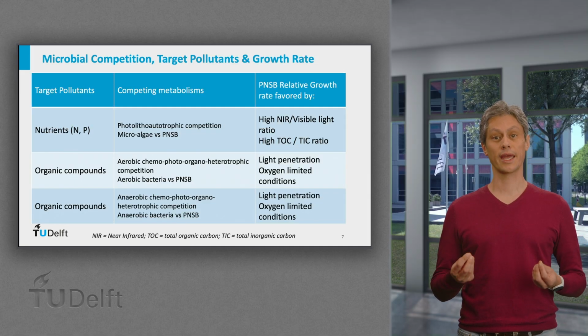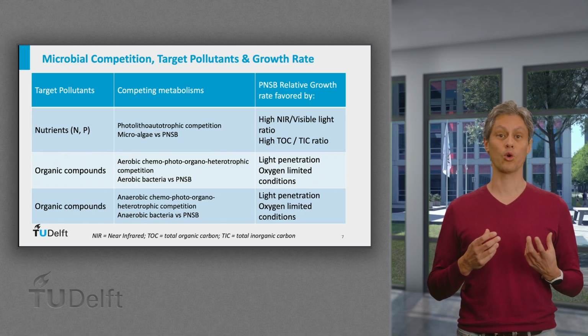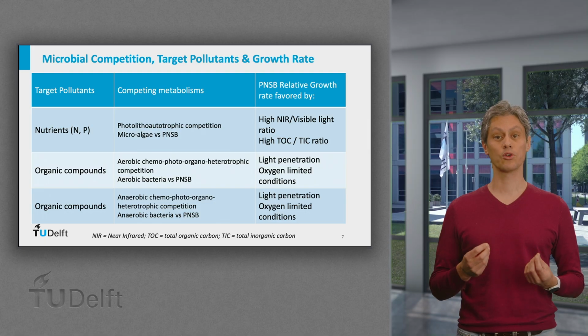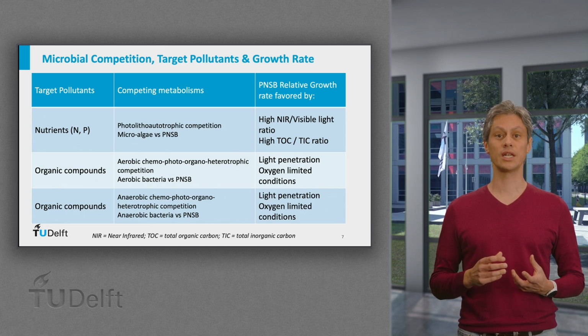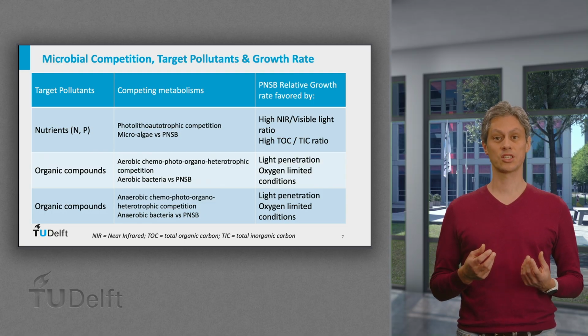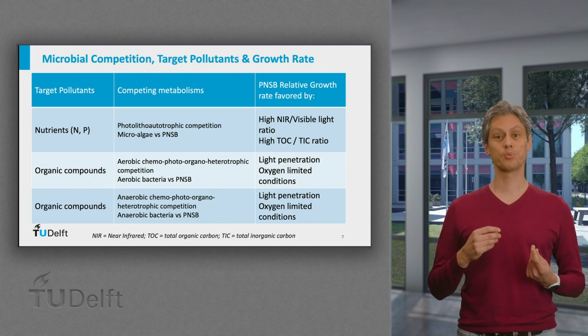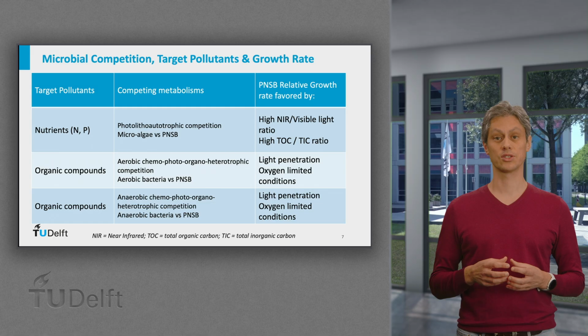When targeting organic compound removal, PNSB compete with aerobic chemoorganoheterotrophic and anaerobic chemoorganoheterotrophic bacteria. Sufficient light penetration and oxygen-limited conditions favor the relative PNSB growth rate. The limited access to oxygen inhibits their aerobic competitors, while exposure to limited oxygen inhibits their anaerobic competitors.